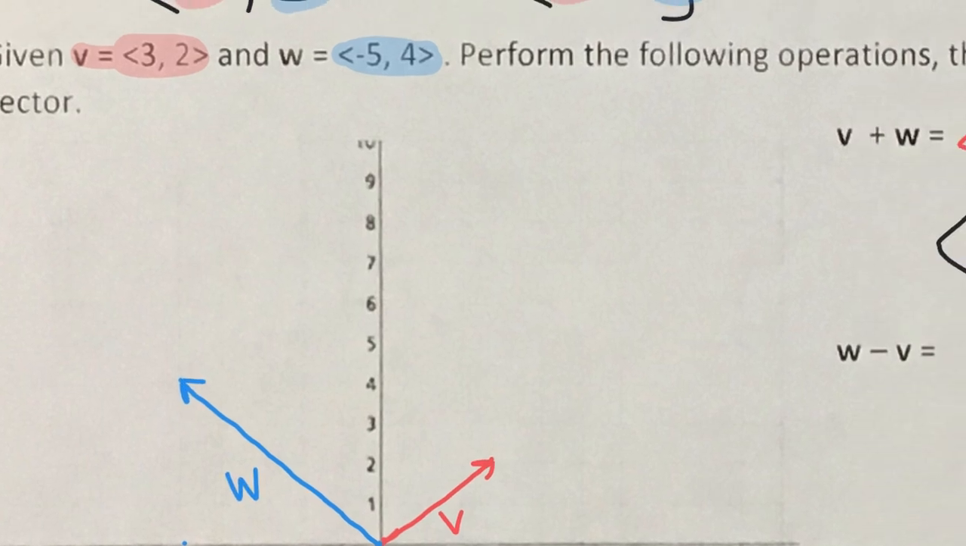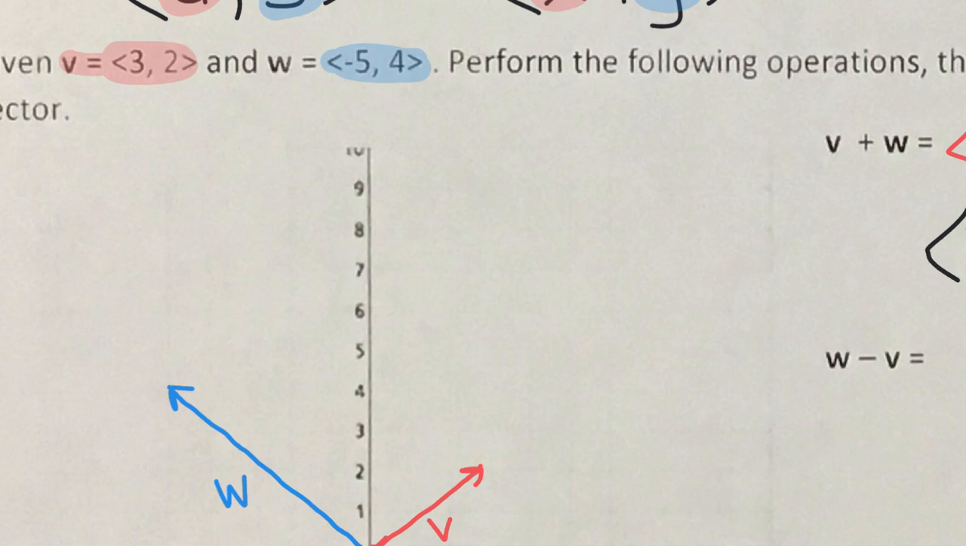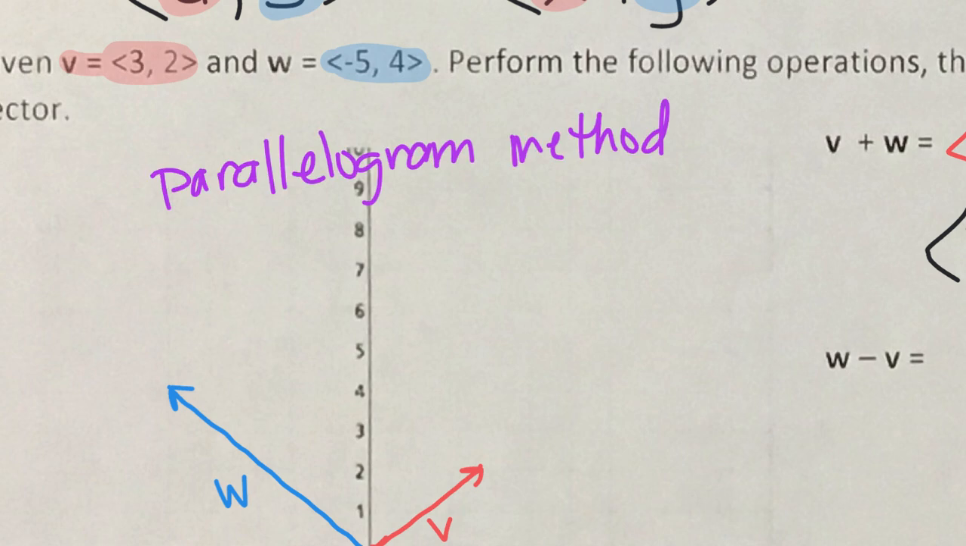Okay, so then what is the result when we add these two vectors together? Well, there's a couple ways to do it. One of them is called the parallelogram method, where you basically make a parallelogram out of your vectors. So we're going to take our V vector and recreate it here at the end of W.